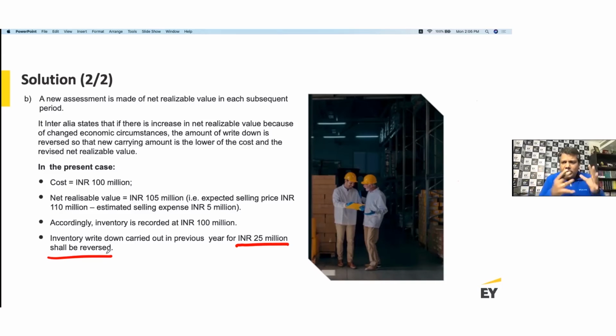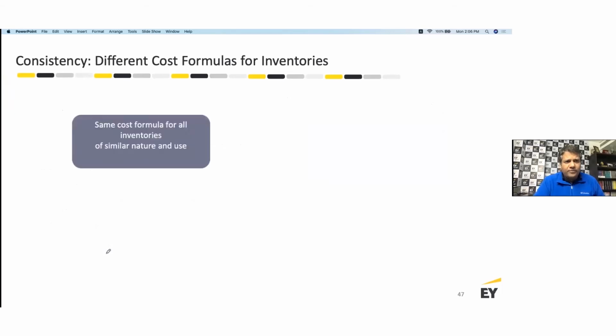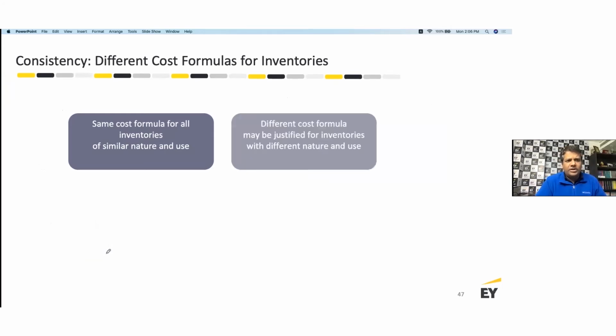So you got to look at cost or market price, whichever is lower. And I also talked about you got to follow the formulas consistently, because as you can see, my answers were different in different formulas. If I follow FIFO, my inventory cost was different, my cost of sales was different. If I follow weighted average cost, my cost of inventory was different, and my cost of sales was different, right? Same formulas to be used for inventories of similar nature and use. Different cost formula may be justified for inventory with different nature or use.